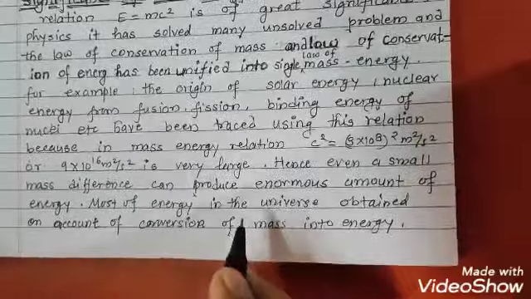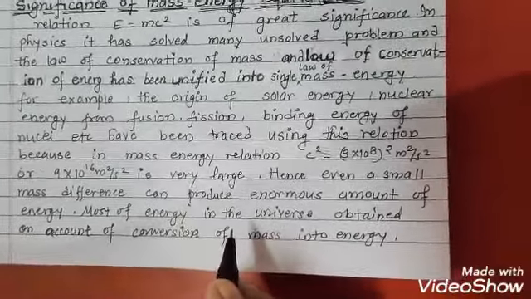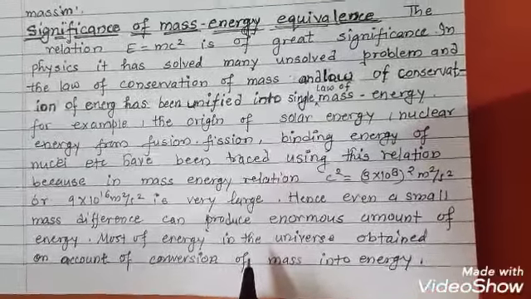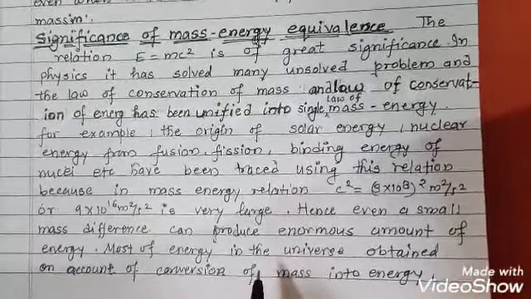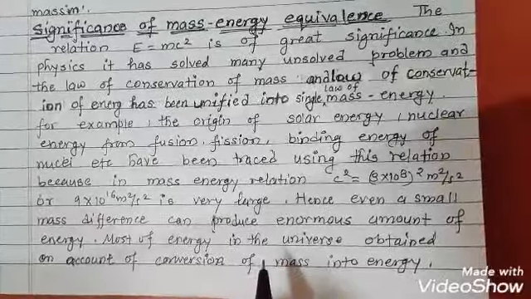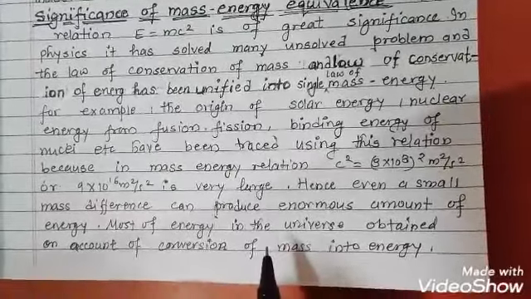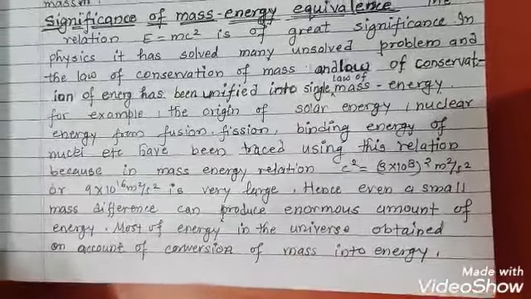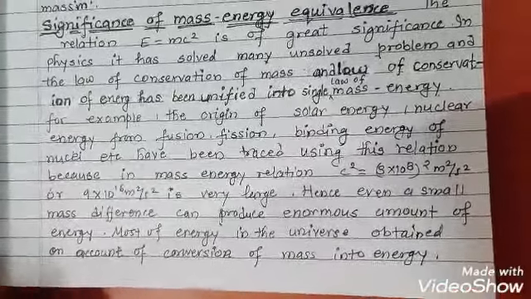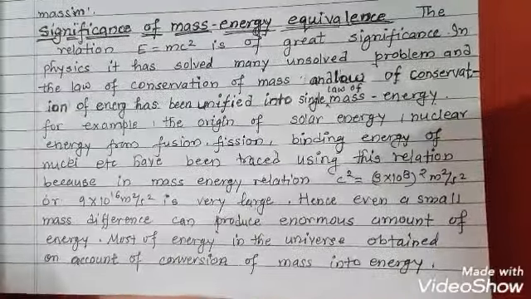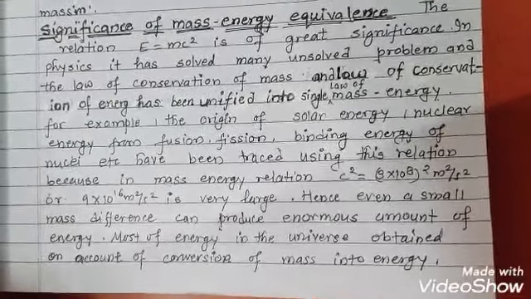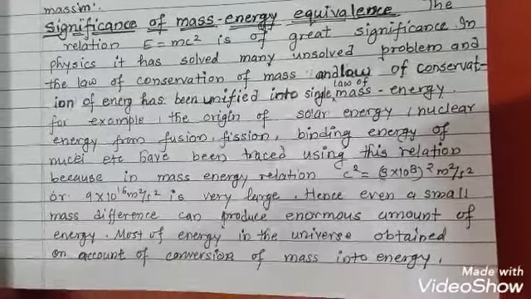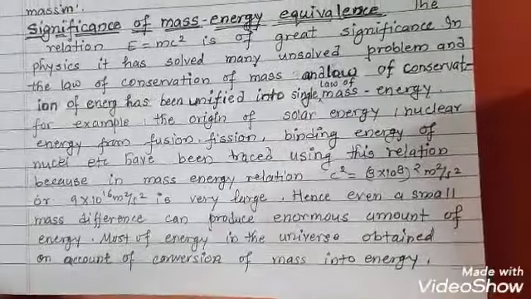We can even see the illustration of interconversion of mass and energy in the case of annihilation of matter, that means pair production. In any of the nuclear phenomena, when pair production occurs, you will find the mass is converted into energy. So this type of phenomenon can be explained by the mass energy equivalence, and it has great significance.